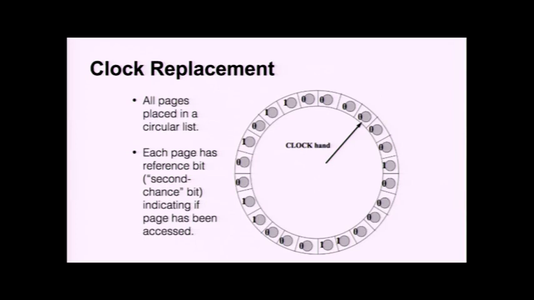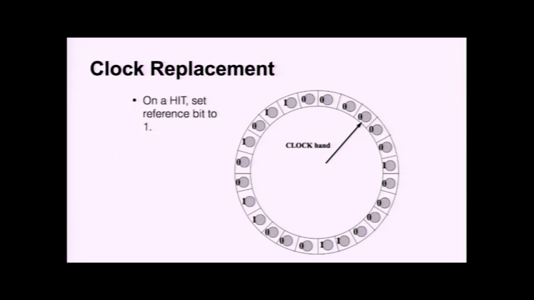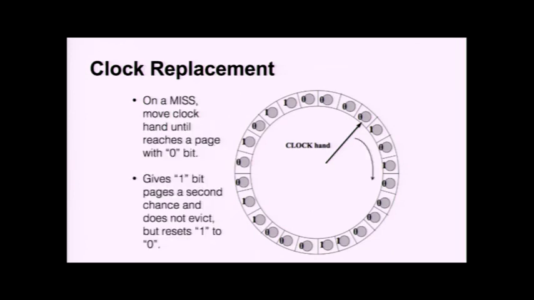So what happens when you have a hit is that if the page is inside of your cache, then you just set that reference bit to 1. For example, if the page after where our clock hand is a hit, then you just set the reference bit to a 1. An important thing to notice is when you have a hit, you don't move your clock hand. On a miss, you will keep moving your clock hand until you reach a page that has a bit of 0.